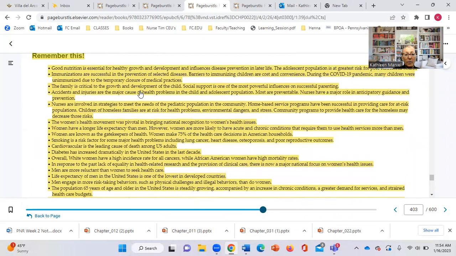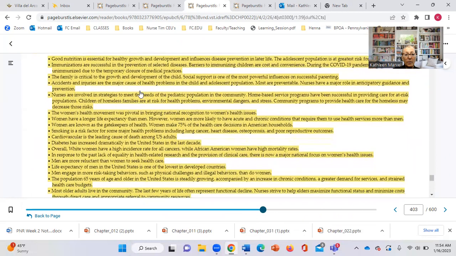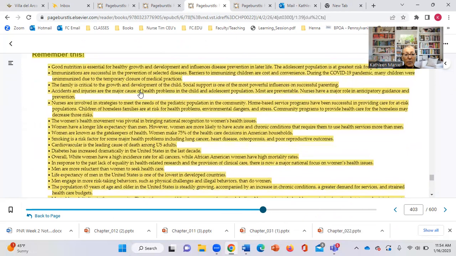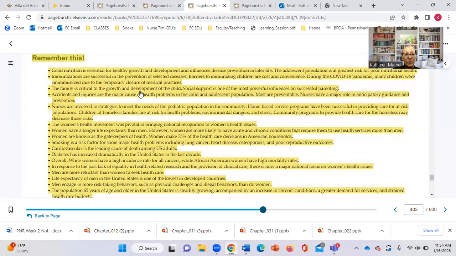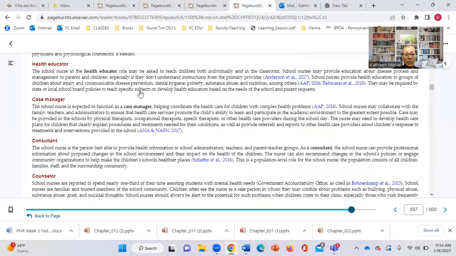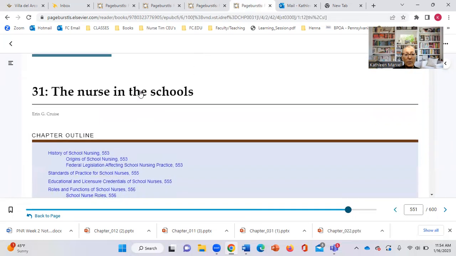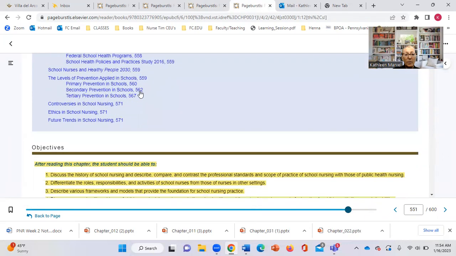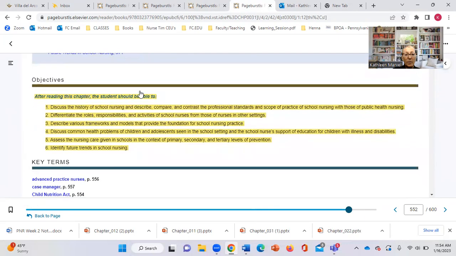So again, go to the remember this, review the important bullets of the chapter here. And then the last chapter we're going to cover is school nursing, which is my expertise. I just retired from the schools after 20 years. Loved it. Big part of community nursing. So again, review your objectives.